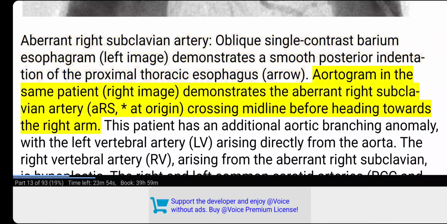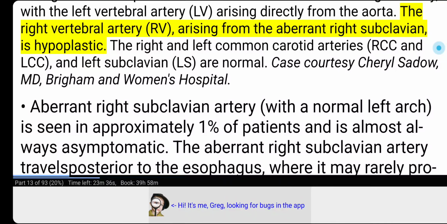Aortogram in the same patient. The right image demonstrates the aberrant right subclavian artery, ARS, asterisk at origin, crossing midline before heading towards the right arm. This patient has an additional aortic branching anomaly, with the left vertebral artery, LV, arising directly from the aorta. The right vertebral artery, RV, arising from the aberrant right subclavian, is hypoplastic.